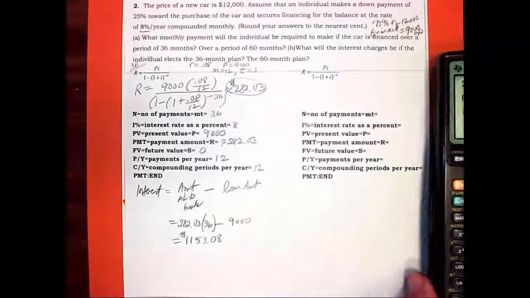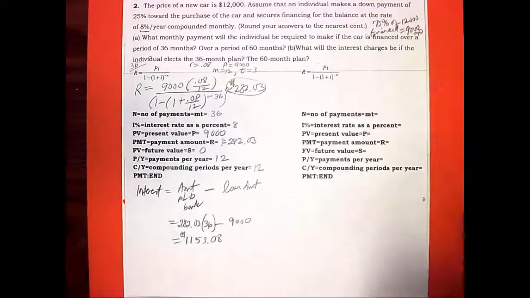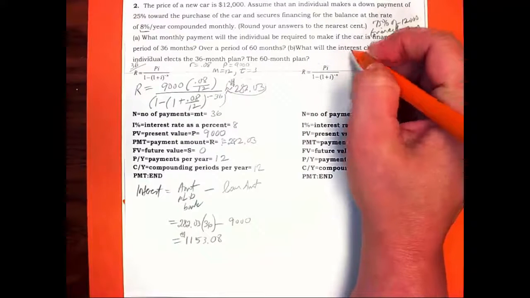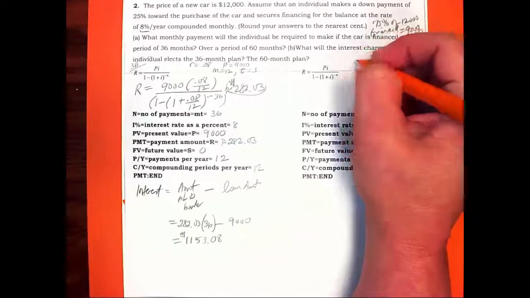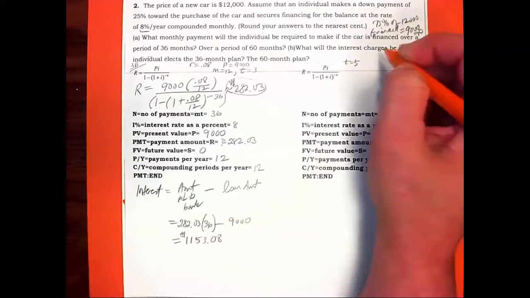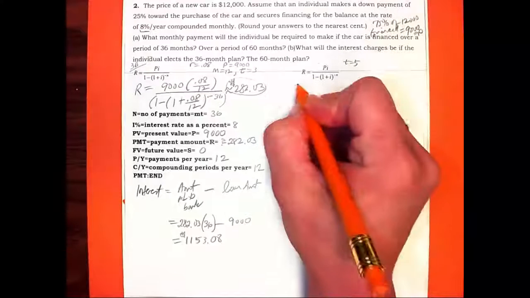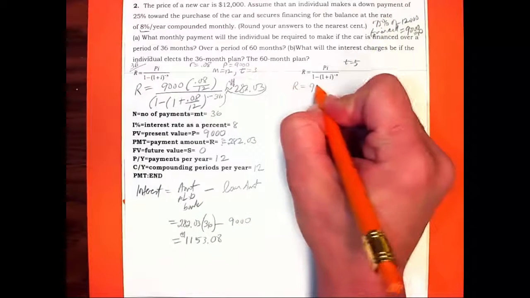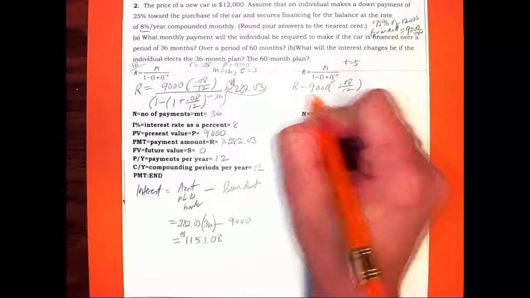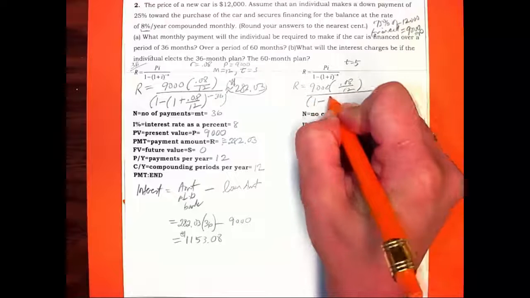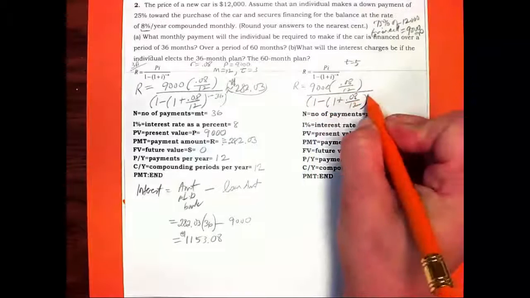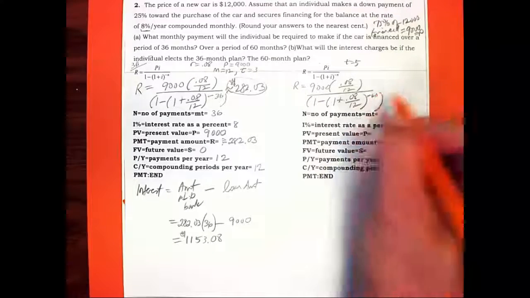Let's go ahead and do the same thing for the 60 month. So here the only thing that's going to change is the time, because everything else remained constant. So T here is going to equal 5 years, which is 60 months. So P is going to equal 9,000 still, and then 0.08 over 12, still compounded monthly, and then 1 minus 1 plus 0.08 over 12. And instead of minus 36, we're just going to have to the minus 60.